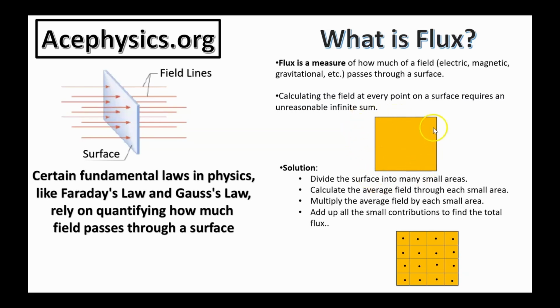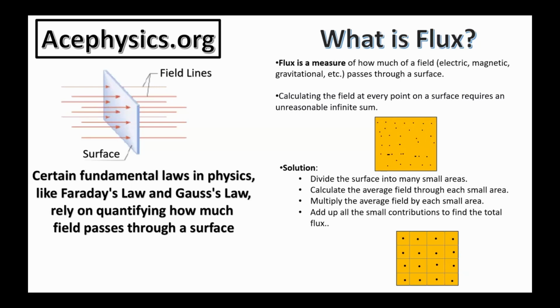If I wanted to know how much field was leaving this surface, I could draw many points on the surface and calculate the field leaving the surface at each one of these points. And I could sum that all up. The problem is there's an infinite number of points that I've left off. There's a point here and a point here and a point here and a point here. And so this would be an unreasonable way to calculate the field leaving this surface.